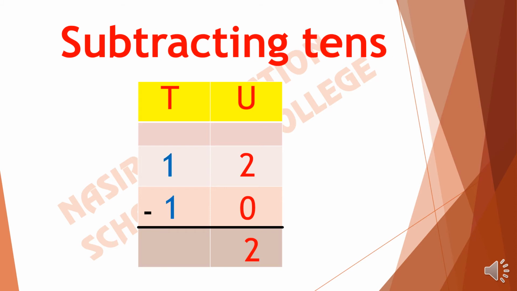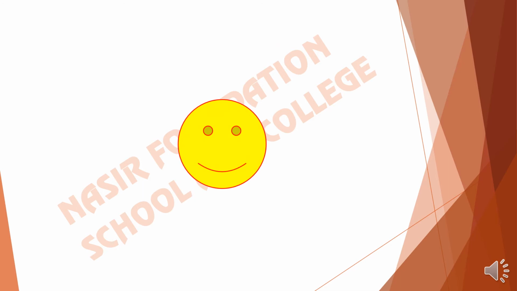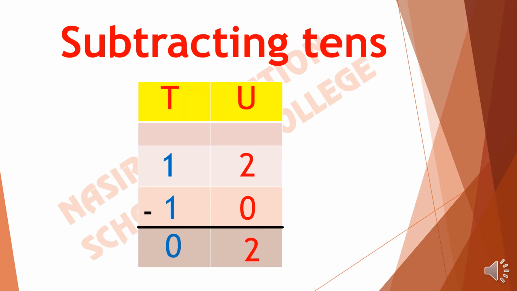After this subtraction of units, we will move towards the tens. In tens, we have to subtract 1 from 1. If we subtract the same number, we are left with 0. We have 1 and we are subtracting 1 from it. We are left with 0. So we are left with 0 here.